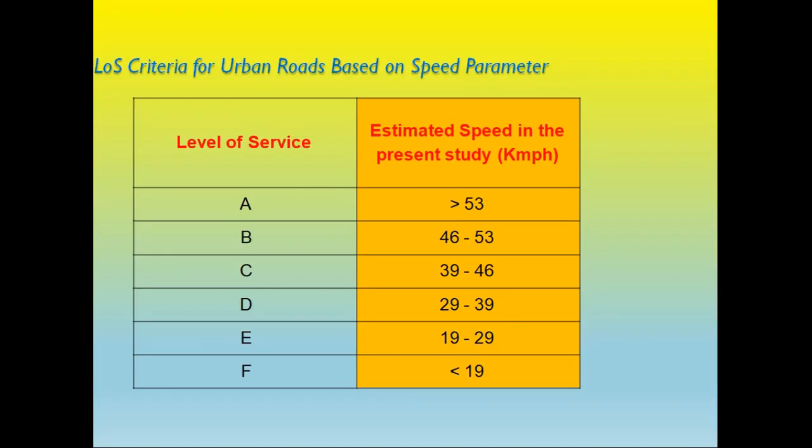The level of service criteria is based on the speed on the urban street, and if it is more than 53 km per hour, we define level of service A. If it is less than 19 km per hour, it is level of service F.